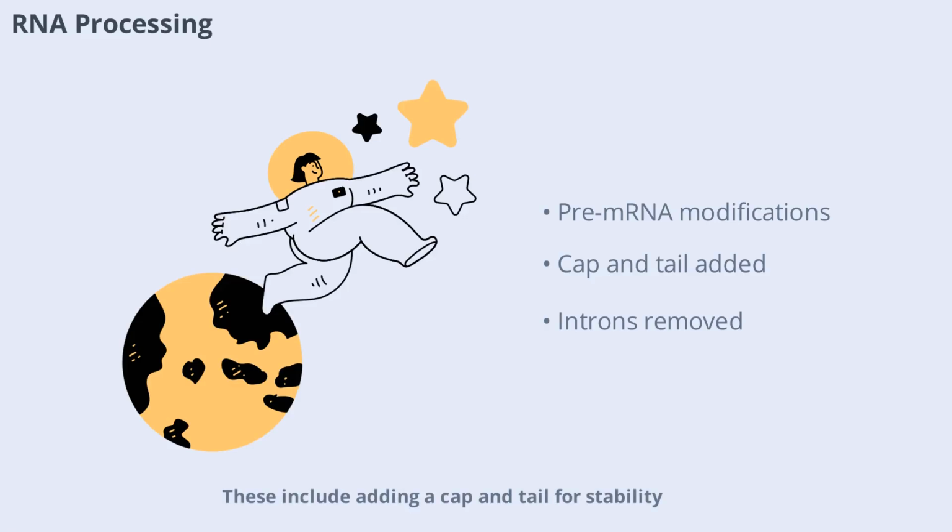These include adding a cap and tail for stability, and removing non-coding regions called introns. This processing is another key point where gene expression can be regulated. By controlling how RNA is processed, cells can influence which proteins are ultimately produced. Next, we'll see how RNA can be further regulated before translation.